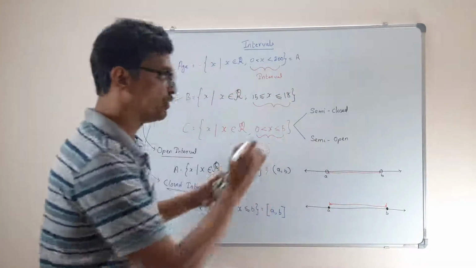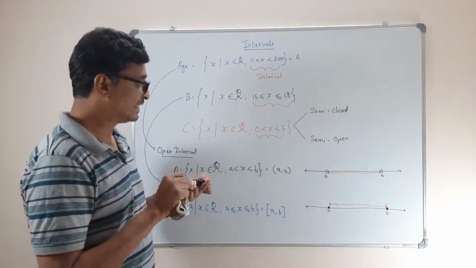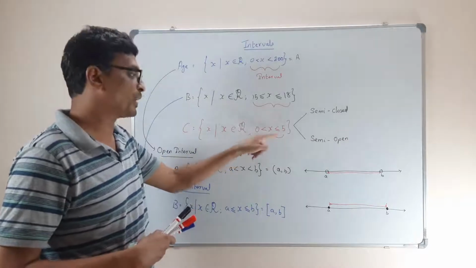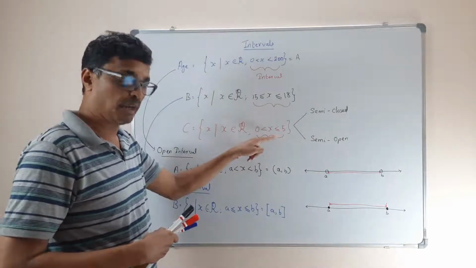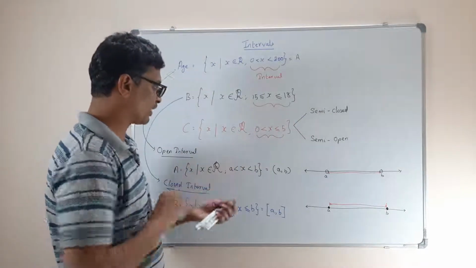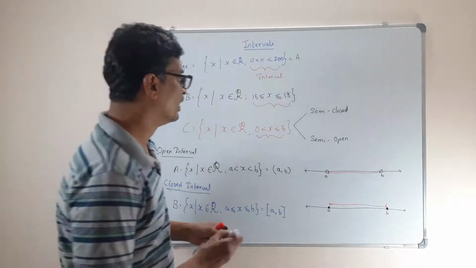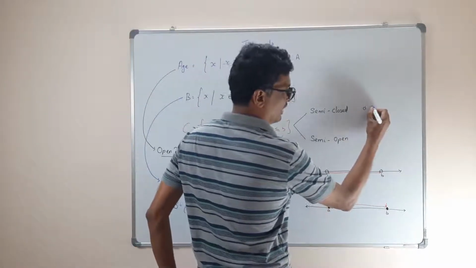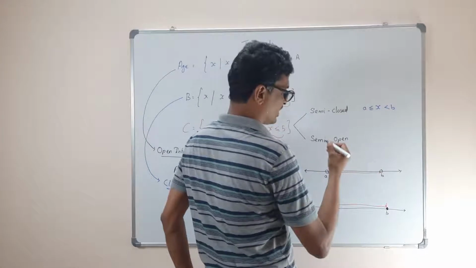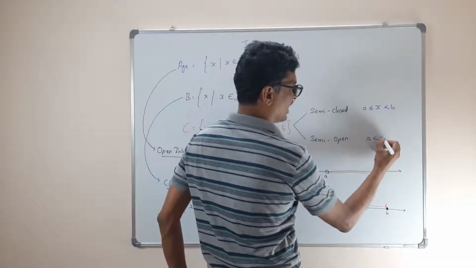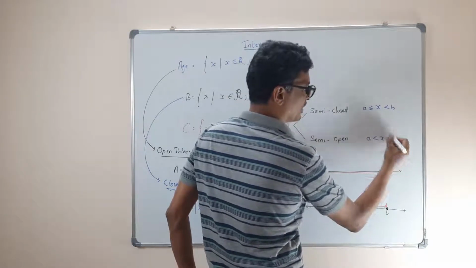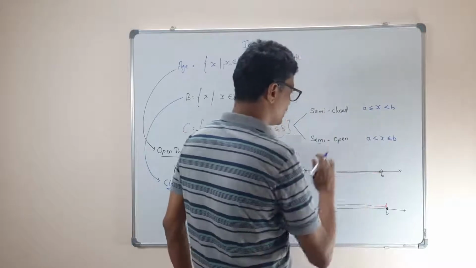Which one we call closed and which one we call open is decided by the left side, the lower limit. If the lower limit is closed and the upper limit is open, then you call it semi-closed. In our case, AB, semi-closed will be A less than or equal to X, where A is closed, less than B. Semi-open is A less than X, because the left side should be open, less than or equal to B. So this is what we call semi-closed and semi-open.